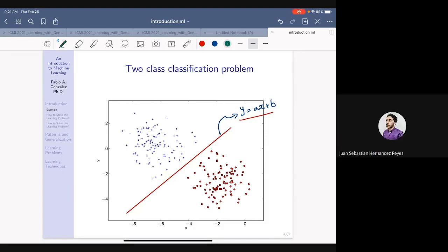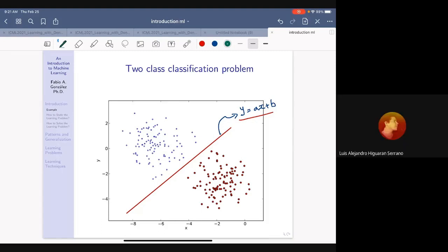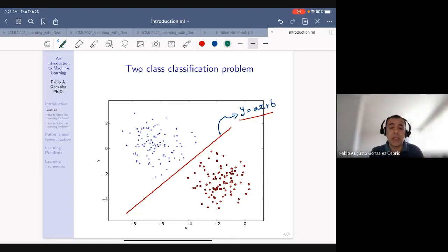You're right. The only thing which is wrong with what you put in the chat is the name of the features here, which is Y and X. That's all. But exactly what you said is the relationship of two features, Y and X, with a target, which is the label, positive or negative. So you are completely right. Let me rewrite what Luis Alejandro wrote there.